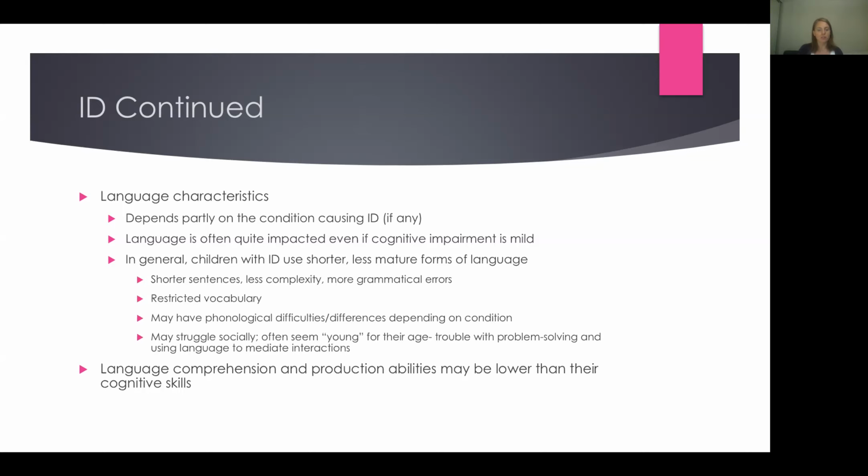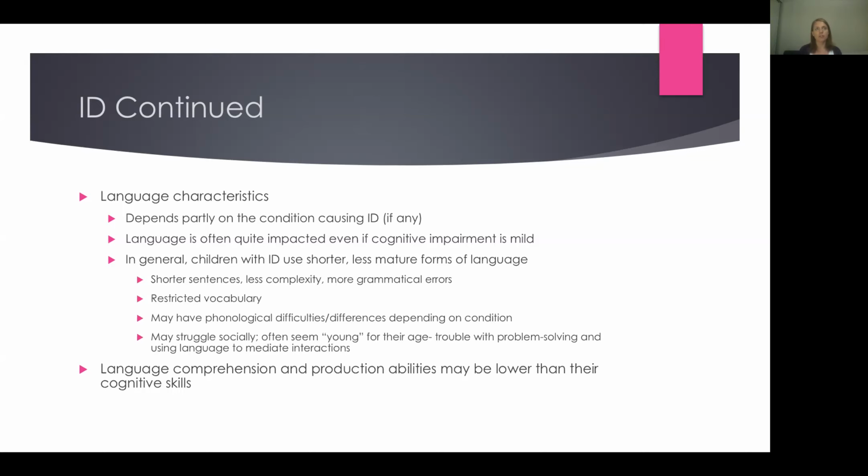They might have some phonological or speech sound difficulties or differences depending on their condition. For example, people with Down syndrome, because so many of their mouth structures are affected by Down syndrome, often will sound a little bit different than other people do. And they also may struggle socially because they seem young for their age.